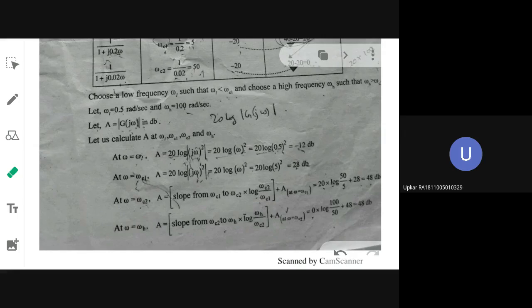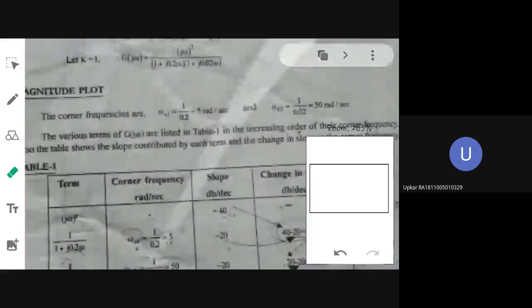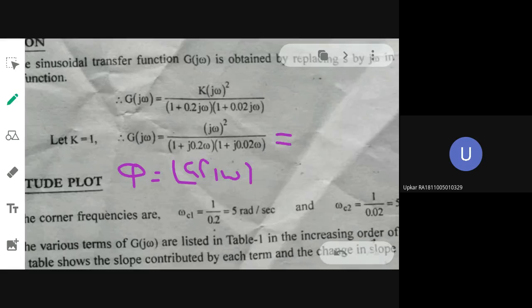Before that, we should also find out what is the phase angle. So how will you find out the phase angle? Phase angle phi, that is the angle of j omega. What will be the formula? In the numerator, one derivative factor of what order is there? Second order. If order is 1, the angle is 90. If order is 2, the angle will be 180. Okay, 180.